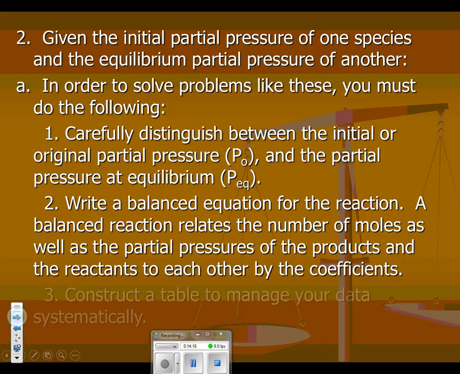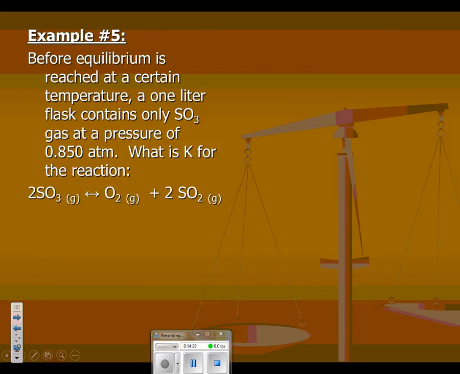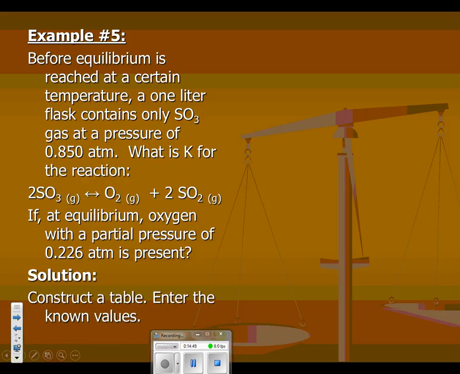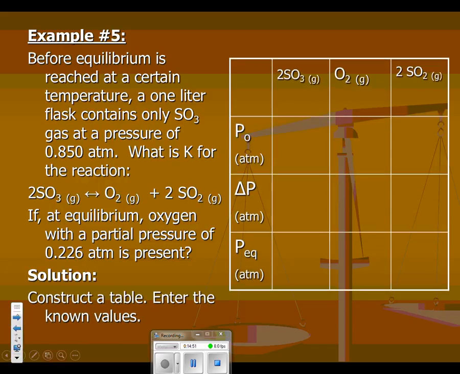So we gather the information, we write a balanced equation, and we construct a table, an ICE table, and we solve it systematically through mathematics. Okay. At a certain temperature, a 1 liter flask contains only SO3 gas at a pressure of 0.85 atm. What is K for the reaction, if at equilibrium, oxygen with a partial pressure of 0.226 is present? Construct a table first with a known value. That's the old way. Now we just use ICE.